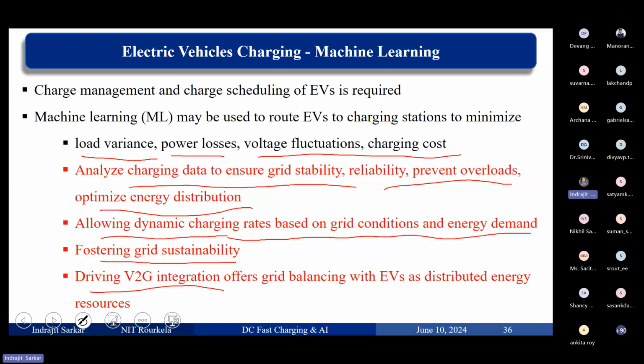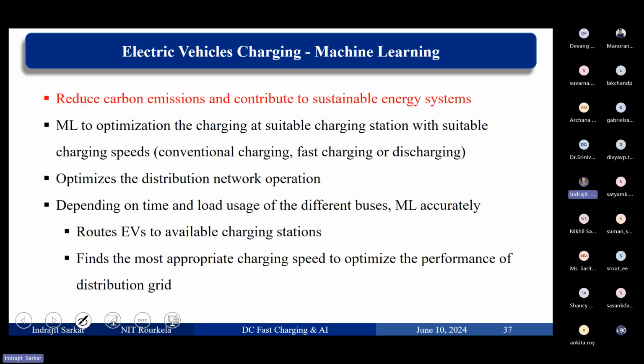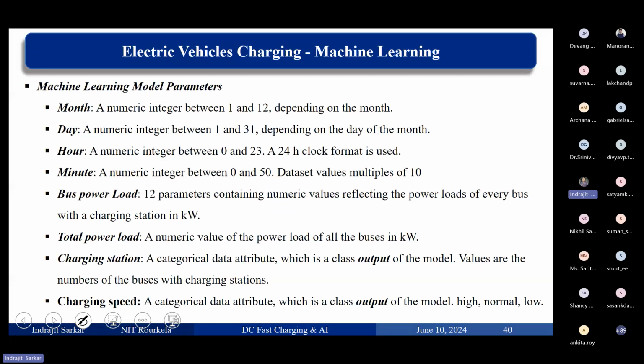It drives V2G integration. If the customer is satisfied with the charging location and agrees, then you can go for it as well. It reduces carbon emission and contributes to a sustainable energy system. And machine learning optimizes charging at a suitable charging station with suitable charging speed, as I already mentioned. Okay, now machine learning parameters.